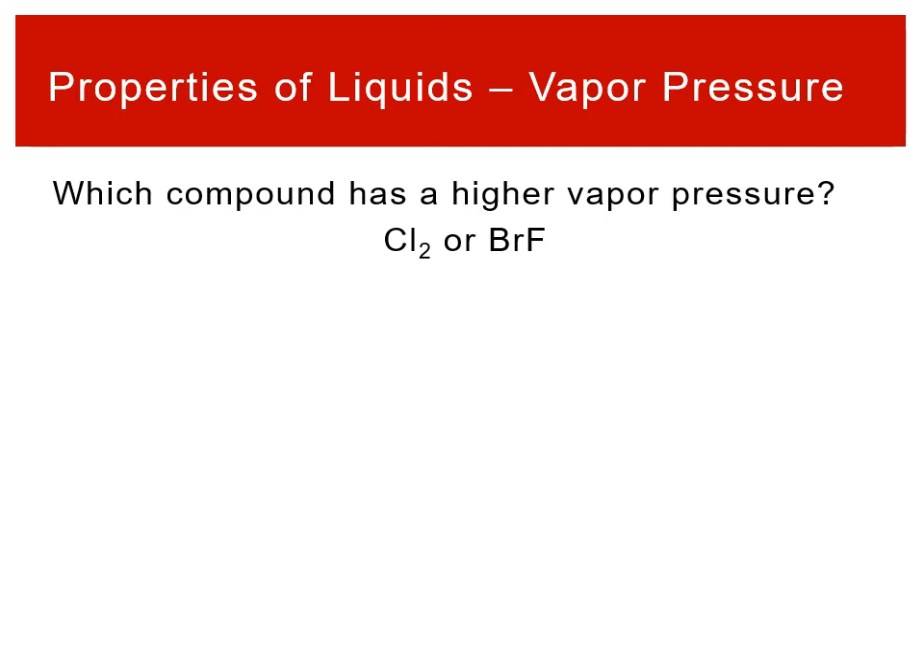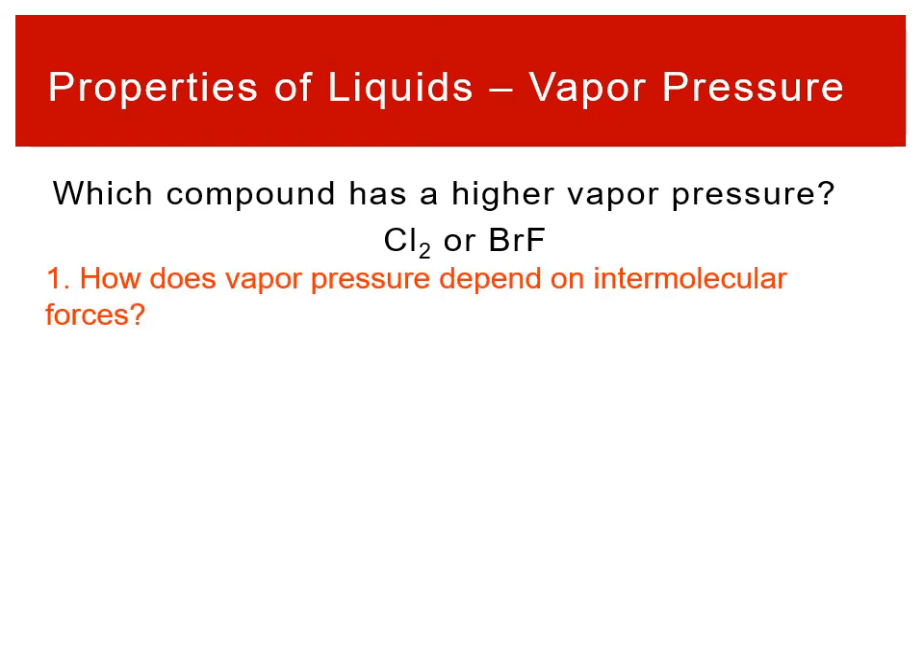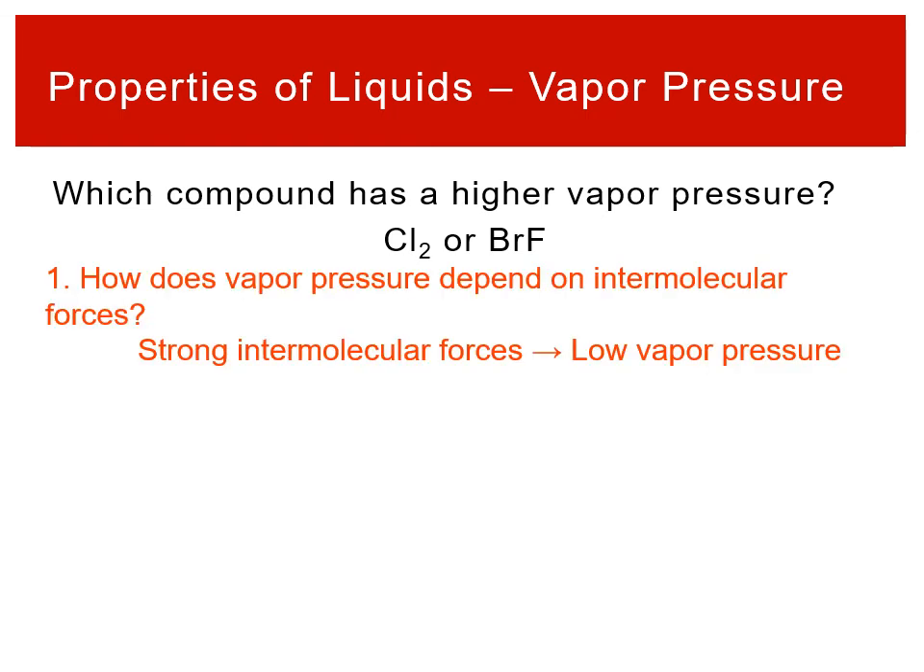Let's apply it to some compounds. Which compound has a higher vapor pressure, Cl2 or BrF? Just like before, when we're trying to compare a liquid property, in this case vapor pressure, to the formulas, we need to use intermolecular forces to relate those. We want to know that strong intermolecular forces lead to low vapor pressure. But we want to be careful because what we're actually interested in is higher vapor pressure. So in this case, we're actually going to be looking for what has the weaker intermolecular forces. Which molecule has weaker intermolecular forces?